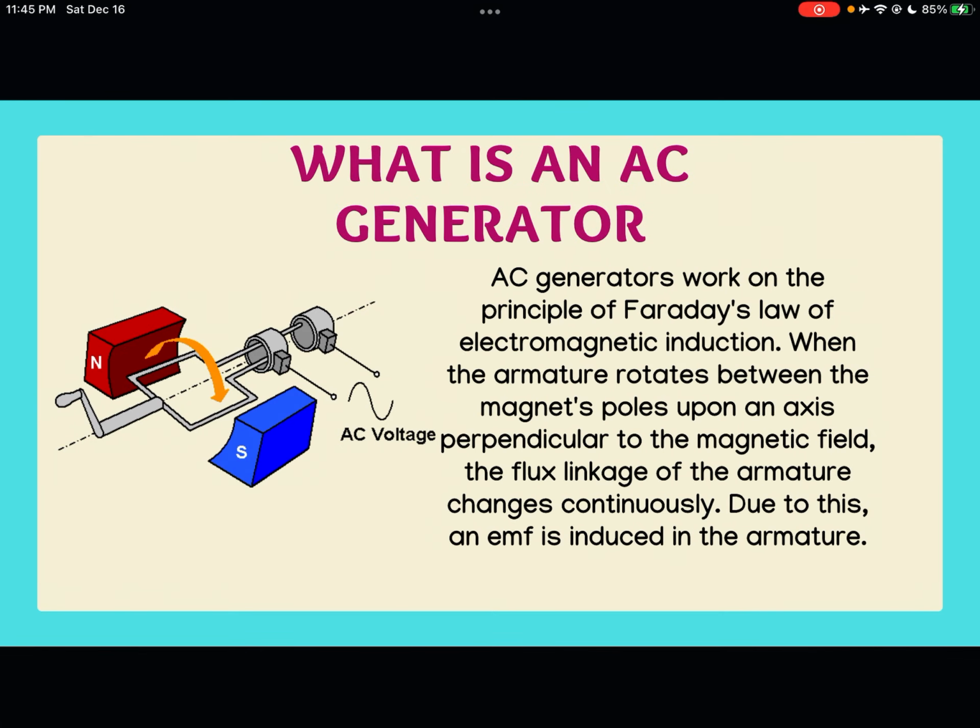An AC generator works on the principle of Faraday's law of electromagnetic induction. When the armature rotates between the magnet's poles upon an axis perpendicular to the magnetic field, the flux linkage of the armature changes continuously. Due to this, an EMF is induced in the armature. You might wonder what an armature is. It's the spinning thing I was talking about a while ago. The armature spins and electricity comes out.